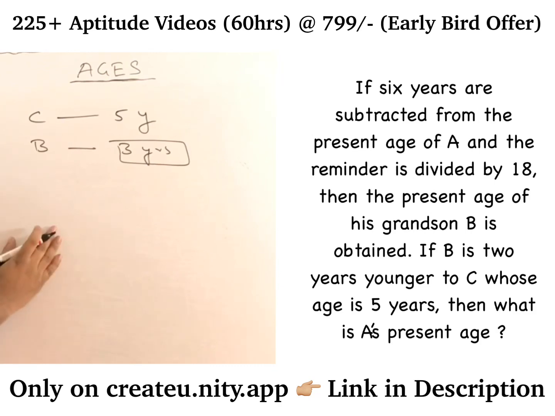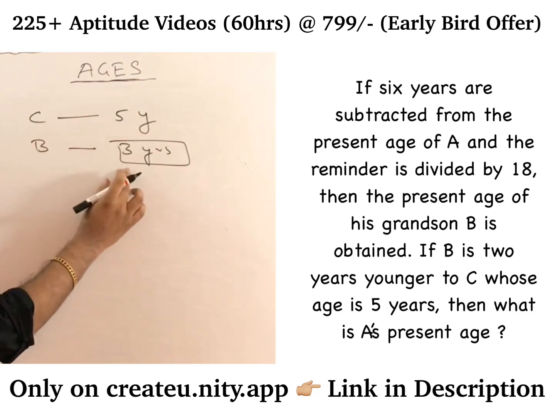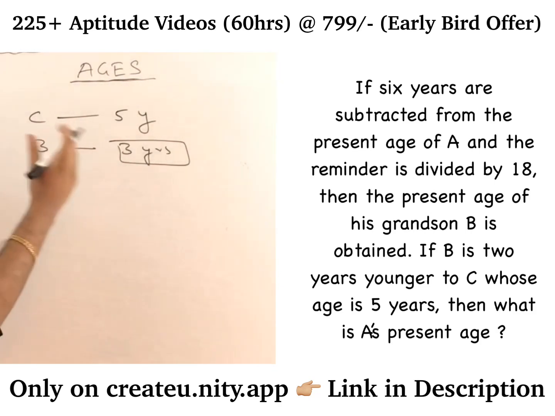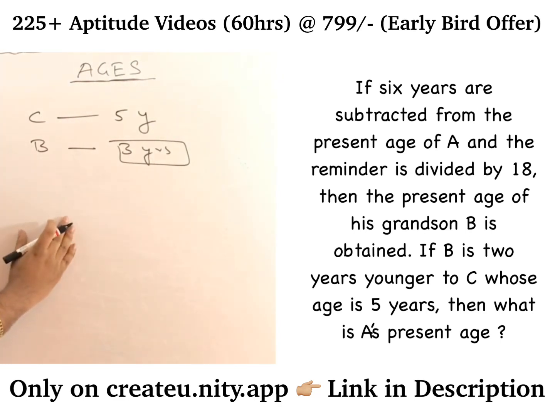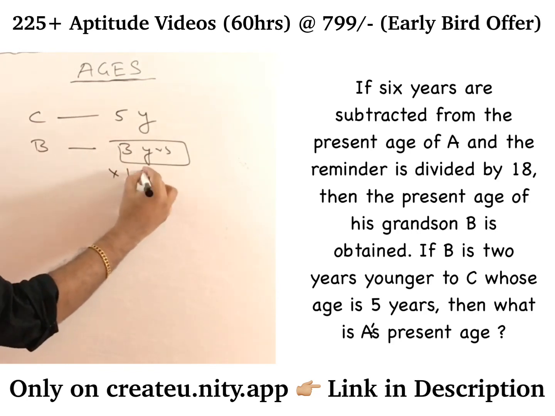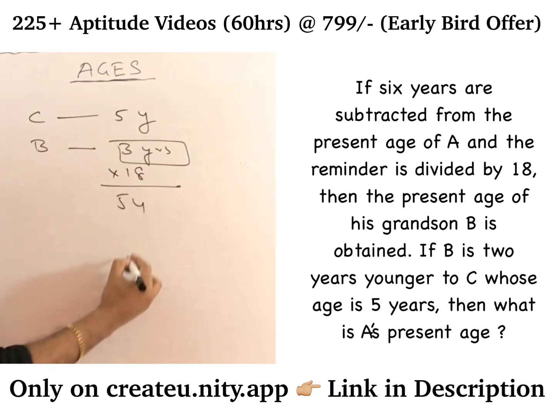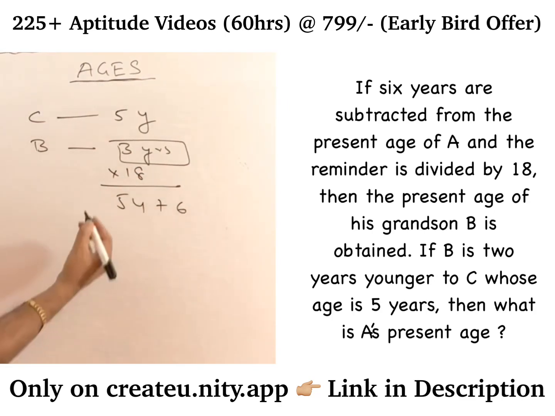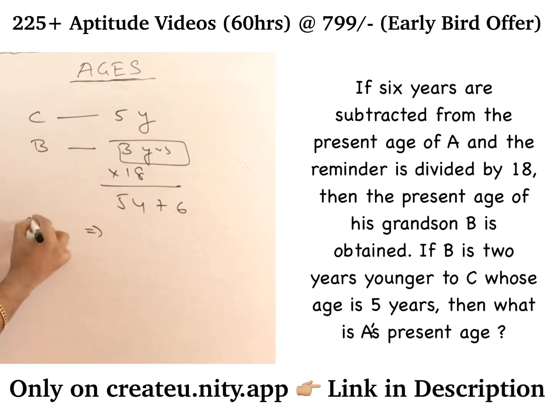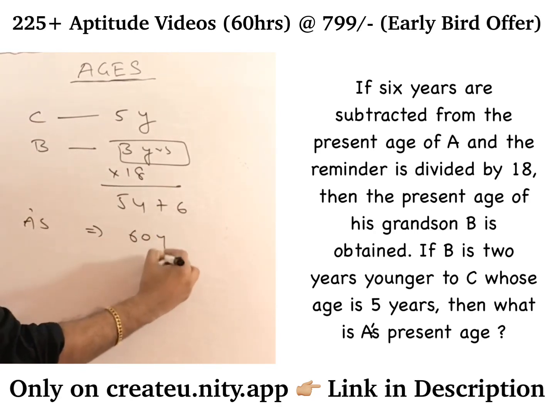And he very clearly said, this is obtained when 6 years is subtracted from the age and divided by 18. When 6 years is subtracted from the grandfather's age, that is A's age, and divided by 18, you will get 3 years. That means if I multiply this 3 with 18, that is 54 years, and add 6 years to that, that will give me A's age. So A's age here is equal to 60 years.